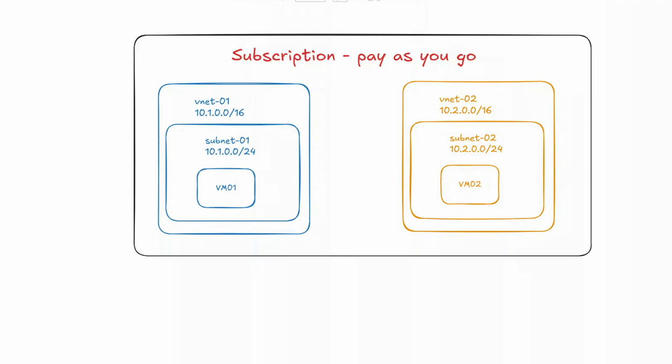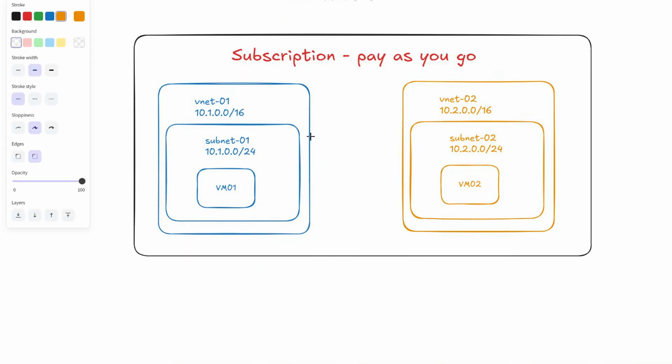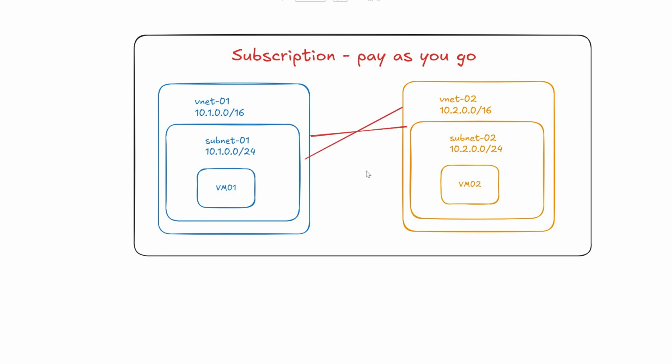Right now, these two houses have no connection. VM1 tries to reach VM2, but the fence stops it. There's no gate, no path. The traffic goes nowhere, it just dies. We will prove this in Azure portal.